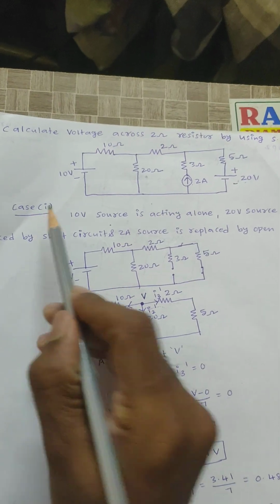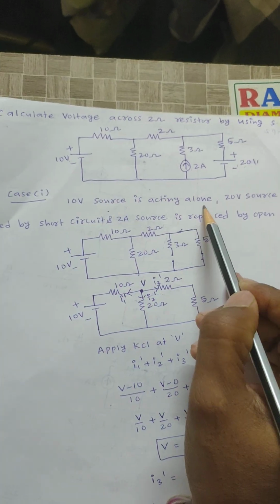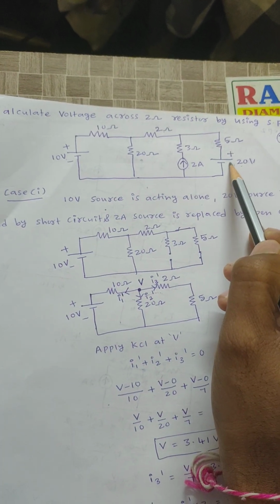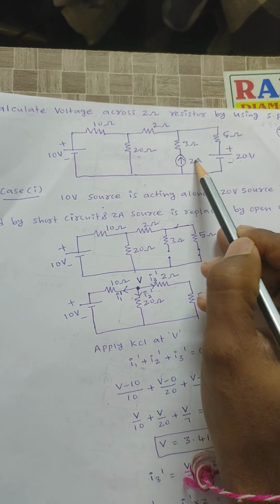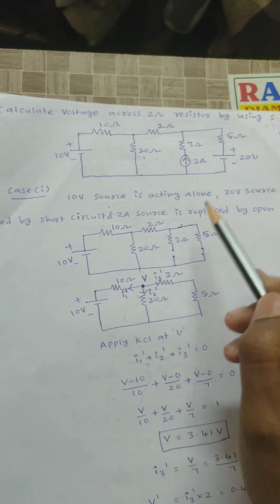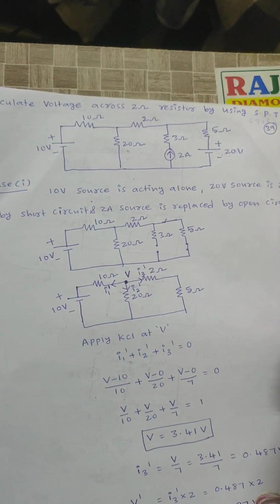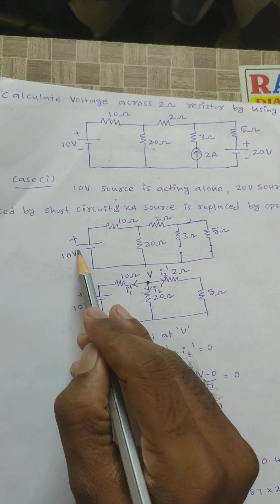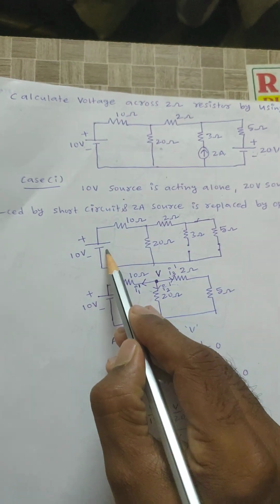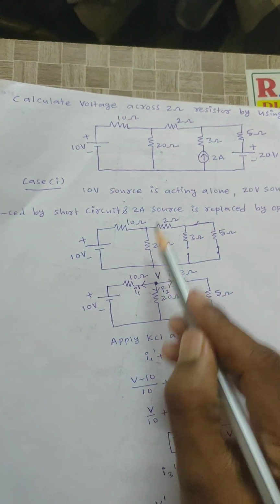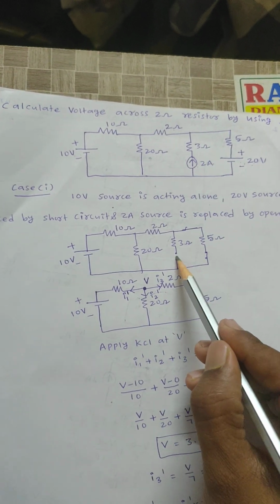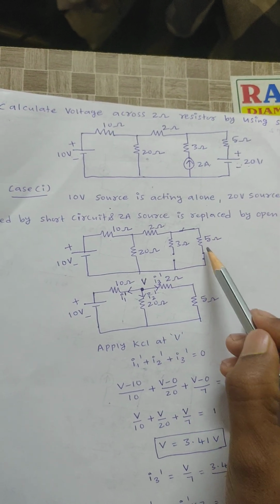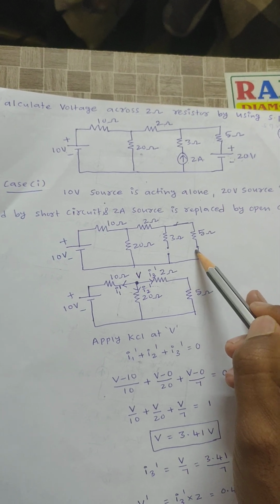First case, the 10 volt source is acting alone, right? The 20 volt source is replaced by a short circuit, and the 2 ampere source, this is a current source, right? The current source is replaced by an open circuit. Now I can redraw the circuit: 10 volts as it is, 10 ohm, 20 ohm, 2 ohm, 3 ohm. The current source is replaced by an open circuit, the voltage source is replaced by a short circuit, right?